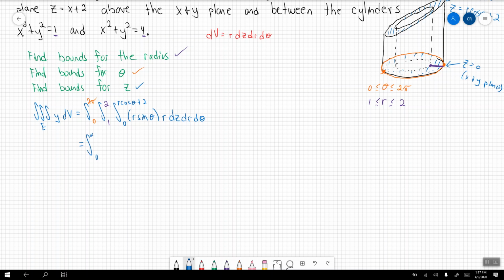So let's go through and evaluate this integral. Outermost is 0 to 2 pi. Middlemost is from 1 to 2. And we're integrating the integrand here, which is r squared sine theta, with respect to z, which means this is going to be r squared sine theta multiplied by z, evaluated from 0 to r cosine theta plus 2, dr d theta. Let's evaluate for z. Remember, everything else is a constant, so this is r squared sine theta multiplied by r cosine theta plus 2, and then we subtract 0, but 0 is just going to go away. So that's dr d theta.